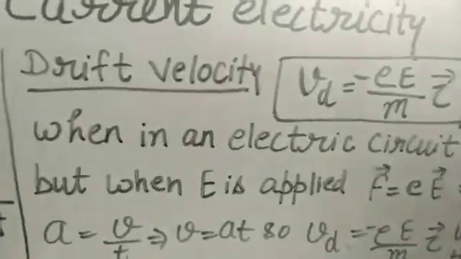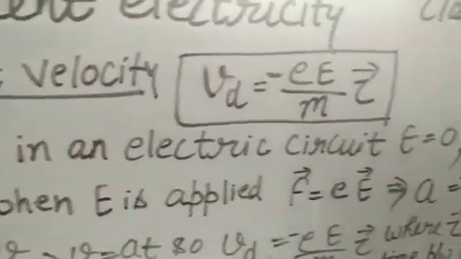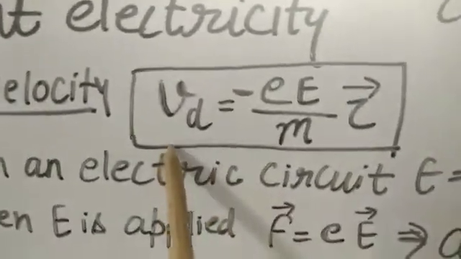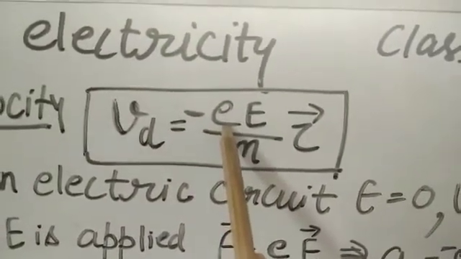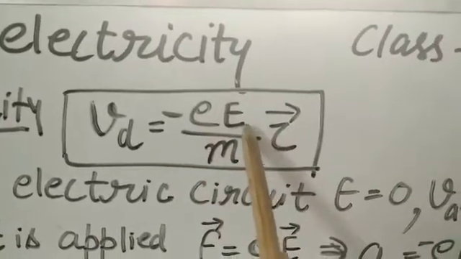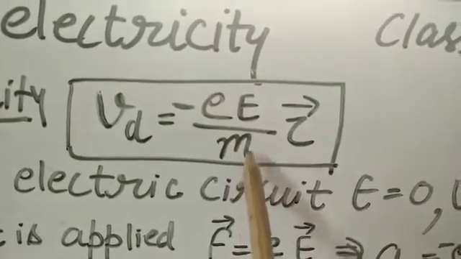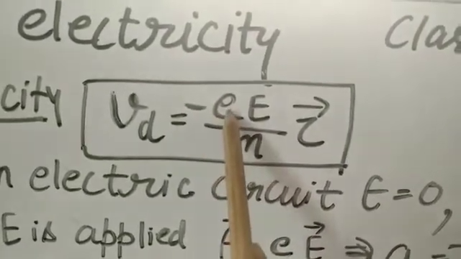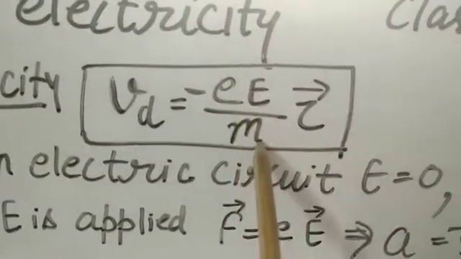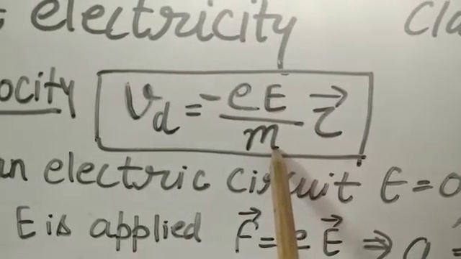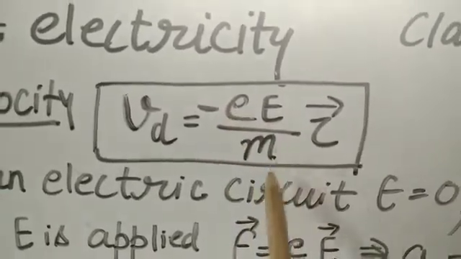Now next we have, in the current electricity chapter, the most important topic: drift velocity. We derive the drift velocity, that is equal to minus eE upon m, where e is the charge present on the electron, capital E is the electric field intensity, and m is the mass of the electron. The charge on the electron is 1.6 into 10 to the minus 19 coulomb and the mass of the electron is 9.1 into 10 to the minus 31 kg. These are the charge and mass present on any current carriers.